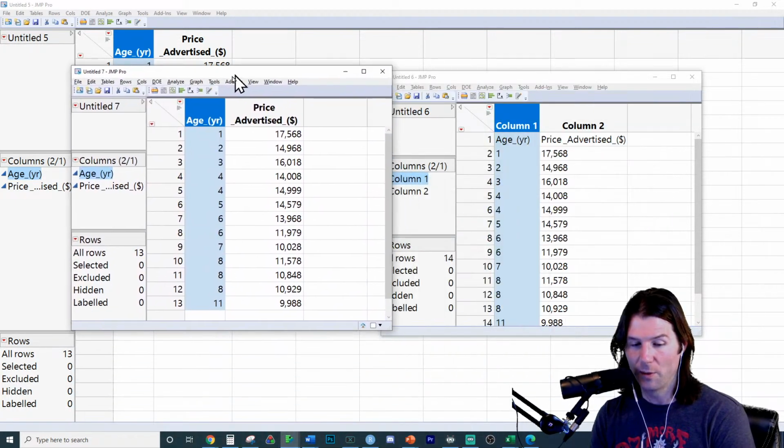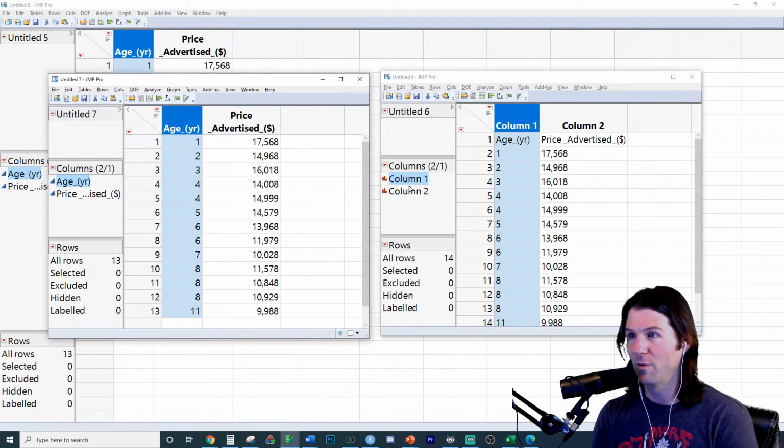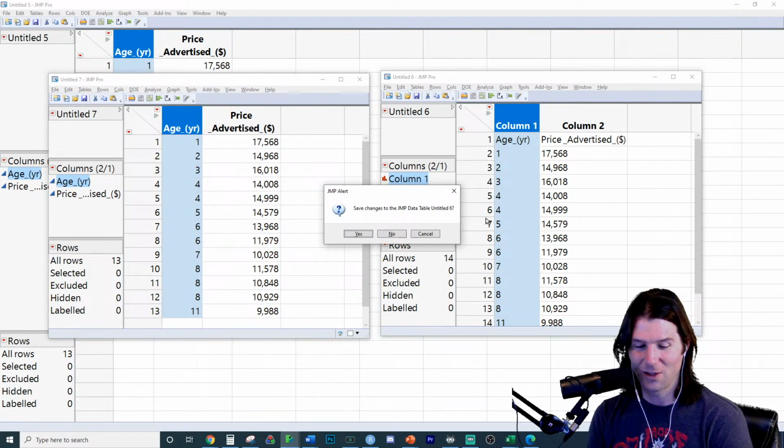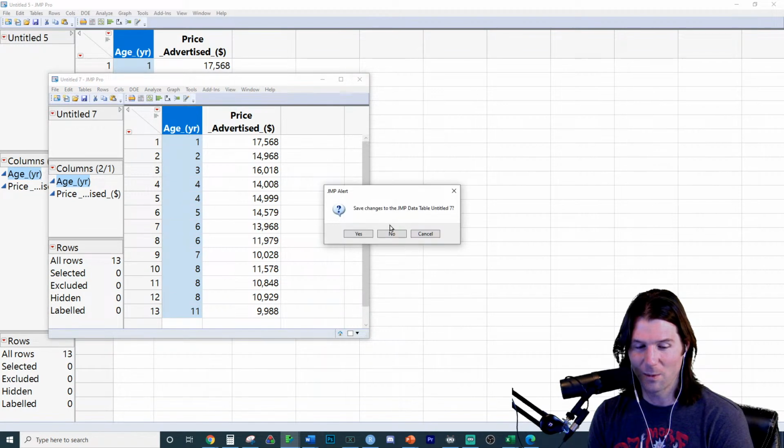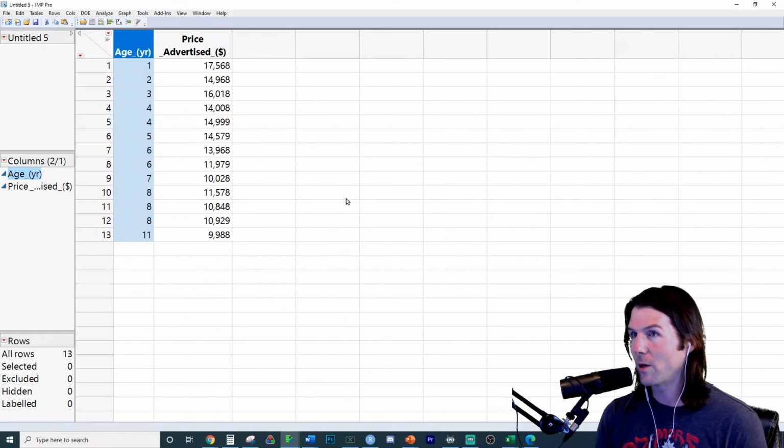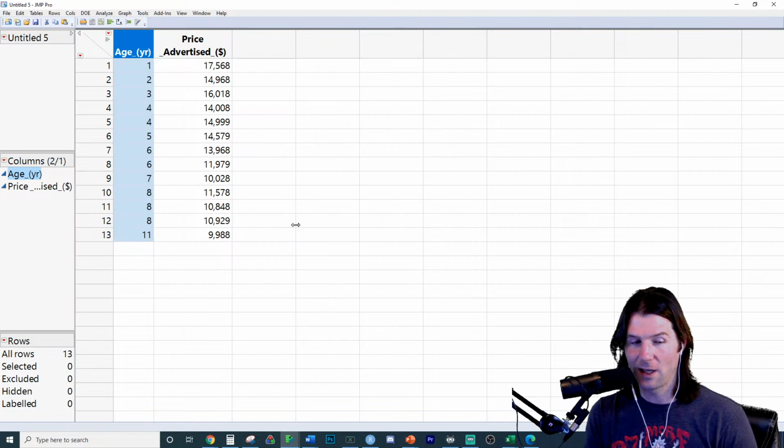Make sure they are blue. If they are red, you've made an error. Just restart. Don't use the red ones. Don't fix it. It takes more time to fix than it's worth. So now we are predicting the price of a car based on the age of a car.